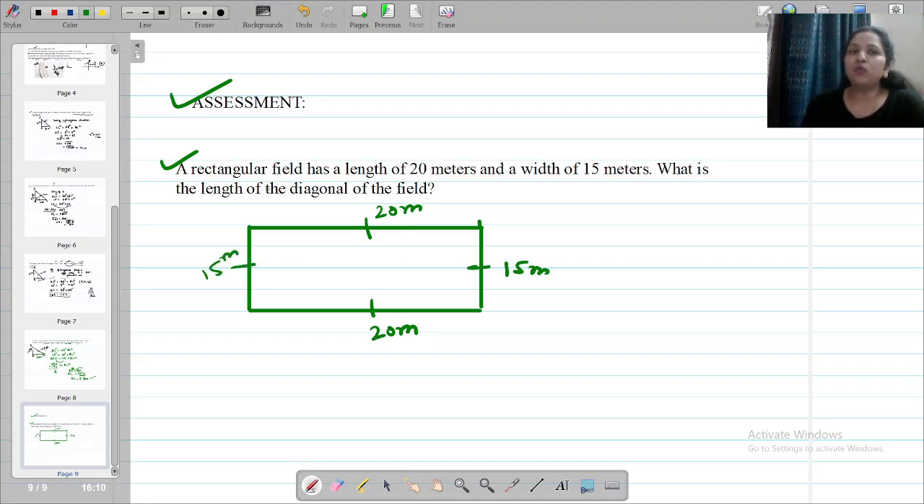You need to find what is the length of the diagonal of the field. What is the diagonal here? Diagonal means when you are joining the two non-consecutive vertices. The points, for example, this and this, it is the diagonal, and if I take from here to here, that will again be a diagonal. So you need to find what is the length of, if I name it like ABCD, you just need to find what is the length of AC.